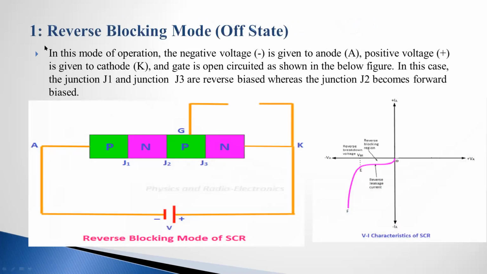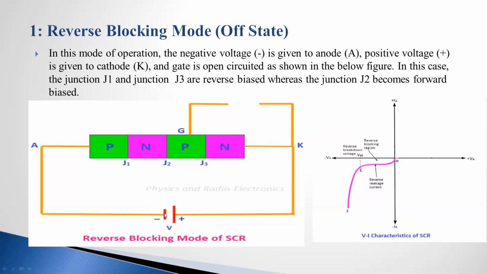First, when does the SCR go into the reverse blocking mode of operation? You can easily understand by seeing this diagram. The anode terminal is connected to the outer P layer, the cathode terminal is connected to the outer N layer, and the gate terminal is connected to the inner P layer. These are the three terminals. And here we have given the supply; one battery is connected.